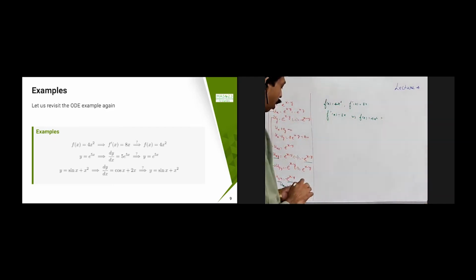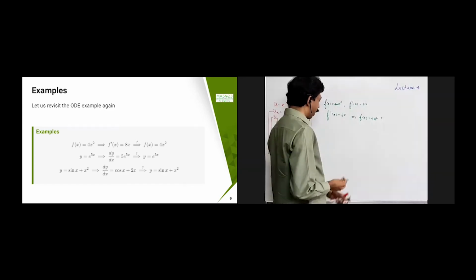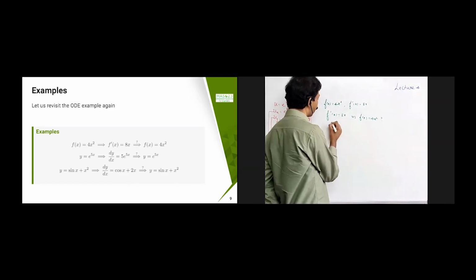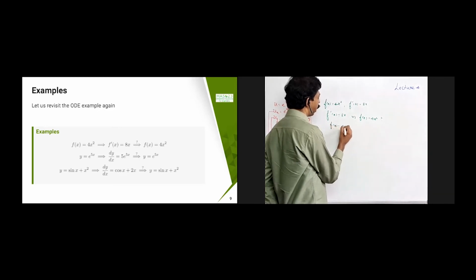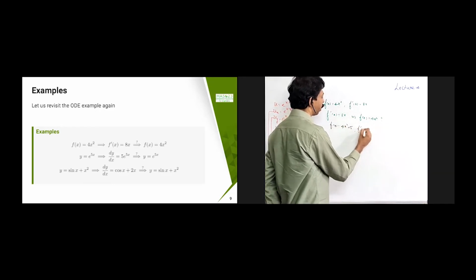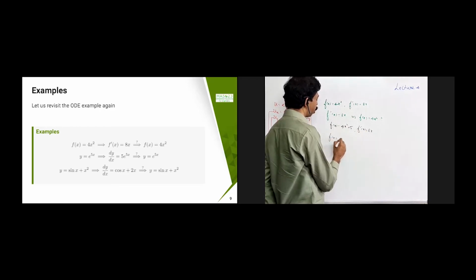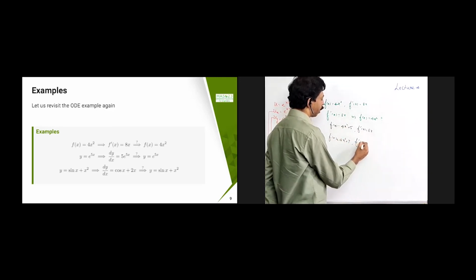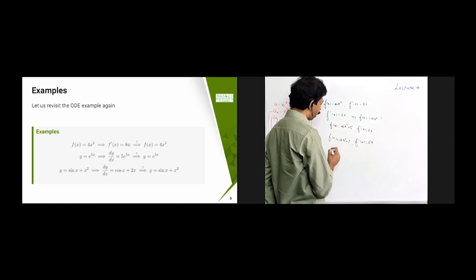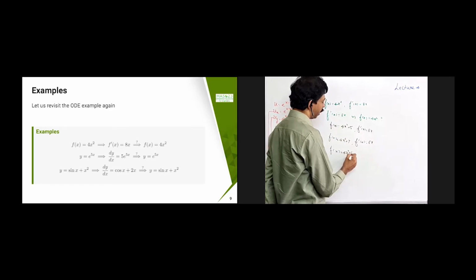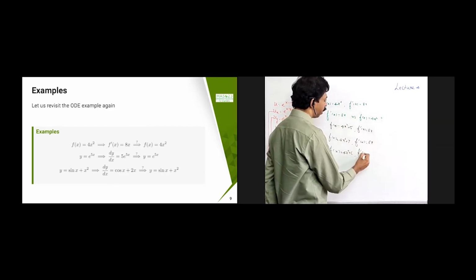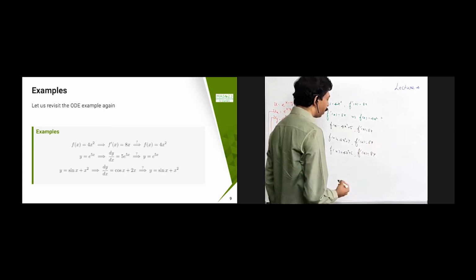We cannot guarantee that. For example, suppose I take f of x to be 4x square plus 5. Then also I will get f dash of x equal to 8x. Similarly, I can put f of x equal to 4x square plus 7. In that case also f dash of x is going to be 8x. In general, if you put f of x equal to 4x square plus some constant c, then also f dash of x is going to be 8x. So all these possibilities are available.